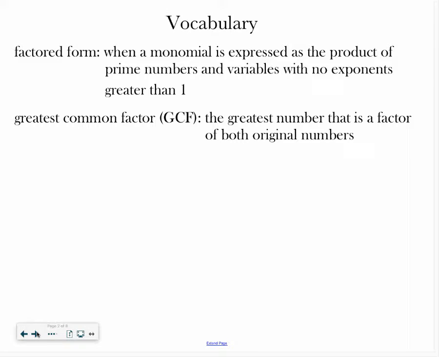Okay, so factored form is when a monomial is expressed as the product of prime numbers and variables with no exponents. This is really important, people tend to forget this one, with no exponents greater than 1. So for example, if I said 9b squared, and I wanted you to express that in factored form, that would break down to 3 times 3. Okay, you can only write it with prime numbers times b times b. Okay, so that would be factored form.